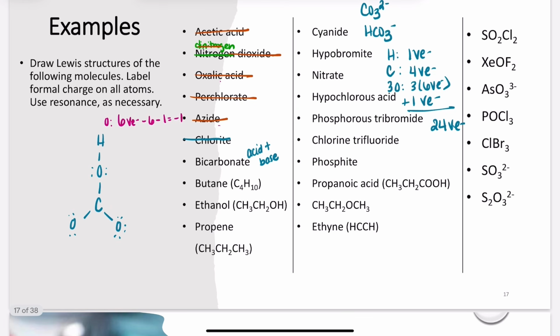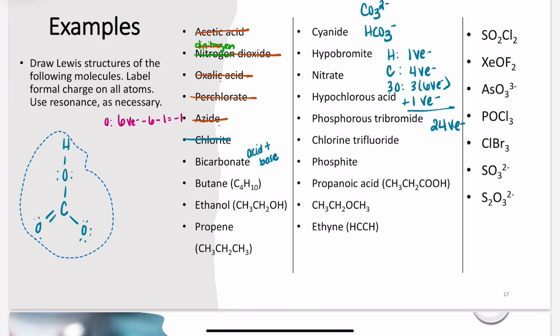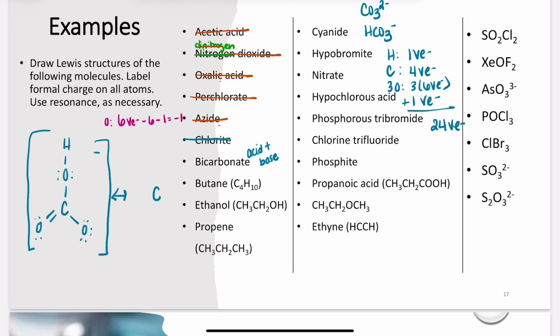So I'm going to take one of those lone pairs from one of the oxygens and make a double bond to the carbon atom. Now, why did I do that to that one? Because it was there. I could also have easily just drawn it single bonded over here, double bonded here.